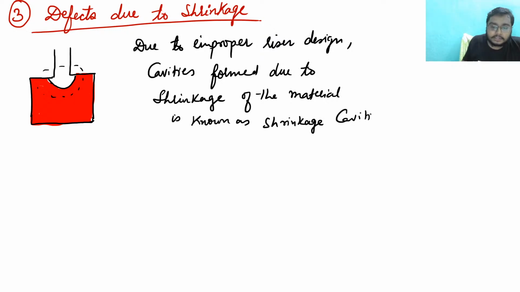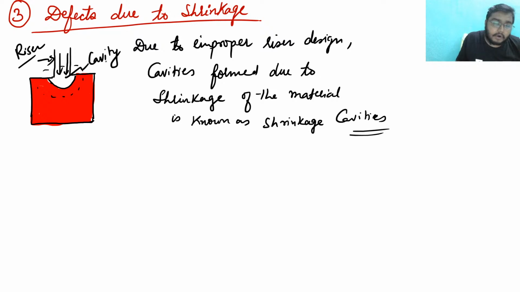Okay, so I think this concept is clear to you. What is the shrinkage cavity? This is my riser, so don't worry about it. Liquid metal is there, but the liquid metal is inadequate to fill this cavity, and the cavity is formed here. So I think defects due to shrinkage is clear to you.